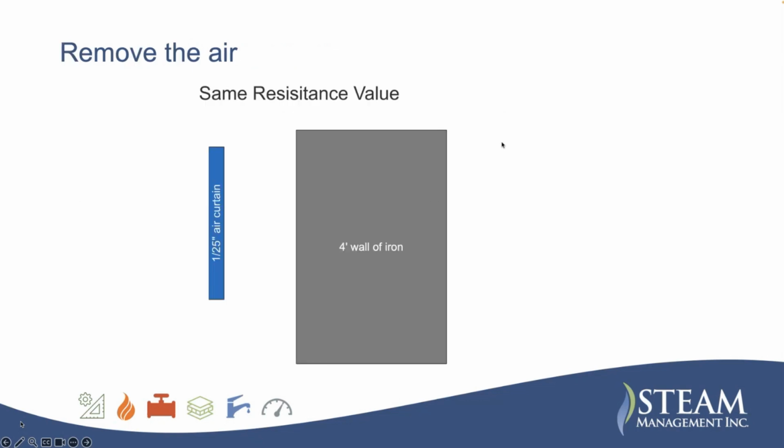We want to get air out of a steam system. Just to give you an idea, a 1/25th of an inch air curtain of air inside there has the same R value as a 4-foot thick wall of iron. So it does great insulation. That's why they put it between the window panes.